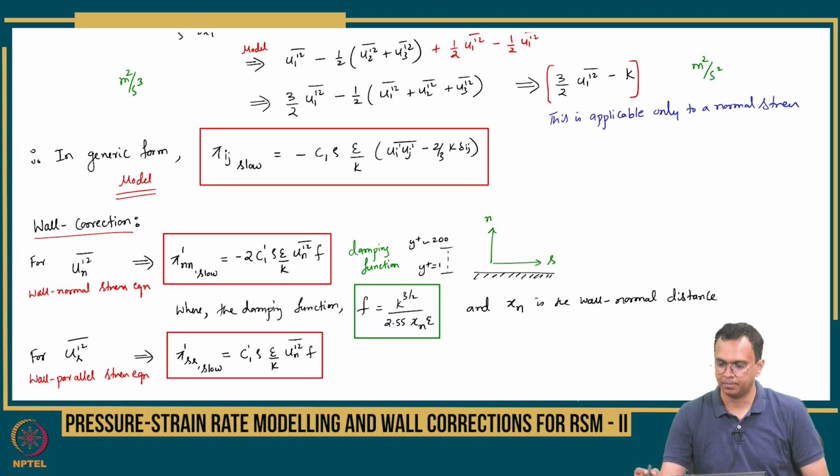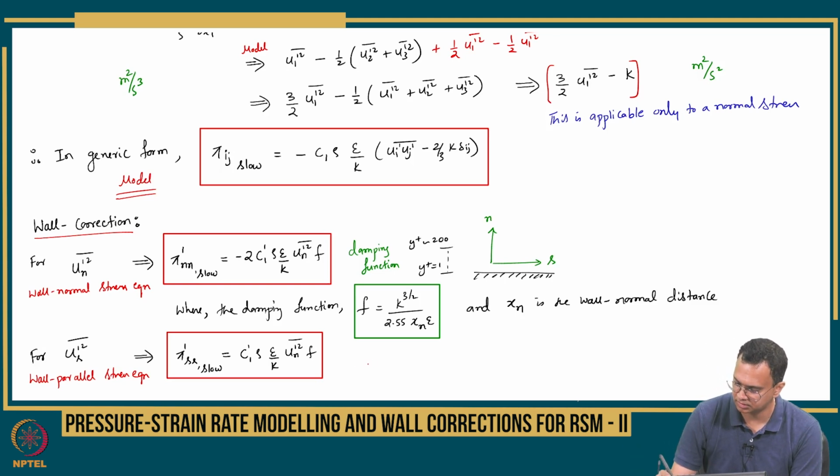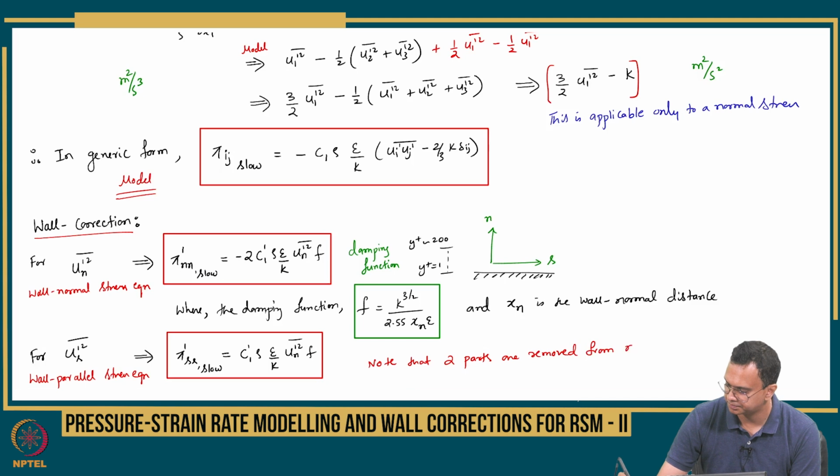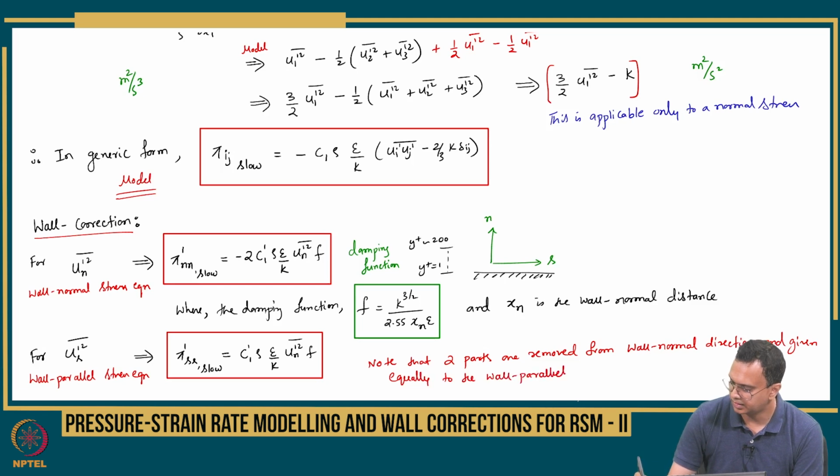One part each to both. So you can write here that, note that 2 parts are taken, or you can say removed, from the wall normal direction and given equally to the wall parallel directions, the S directions.